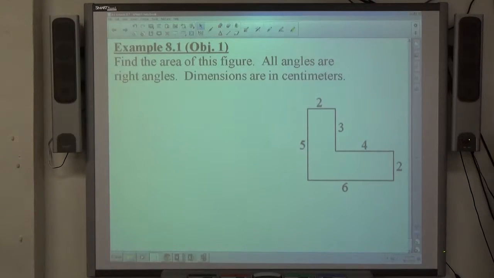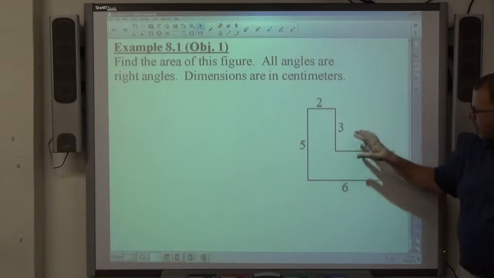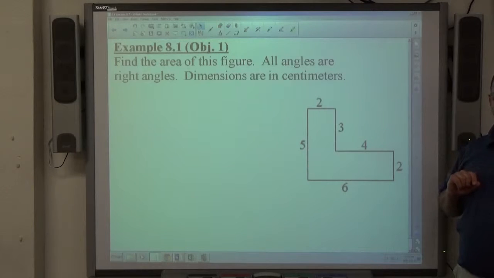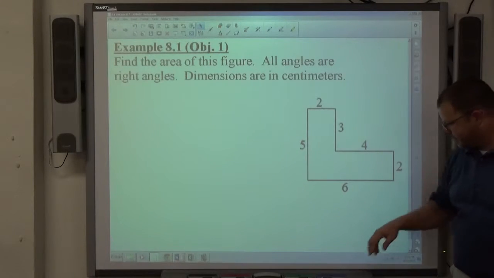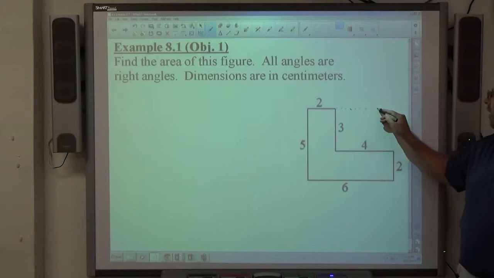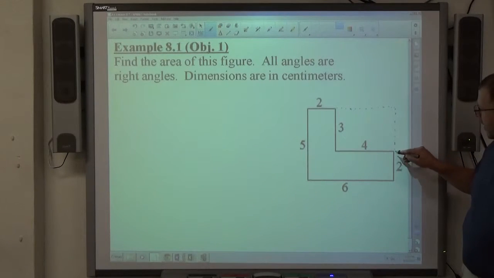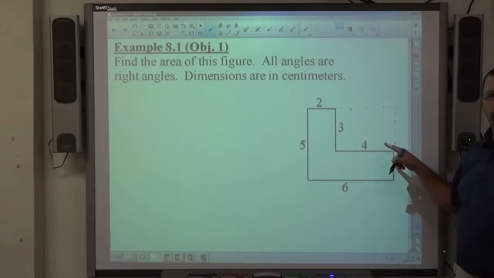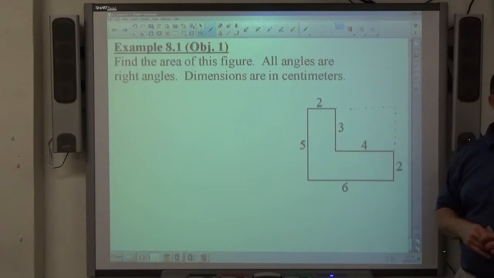Okay, example 1. Find the area of this figure. All angles are right angles. Dimensions are in centimeters. Now what we have here is a rectangle with a rectangle cut out of it. That's one way of looking at it. So if we look at it that way, we can extend this side out here like so, extend that down like so. We got the whole big rectangle. We subtract this piece away and we can figure it out.